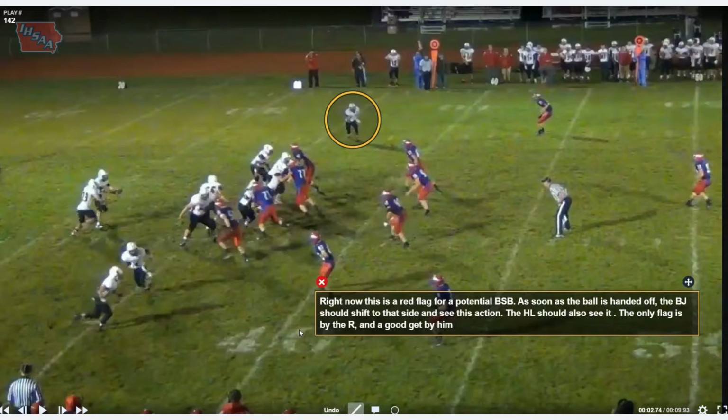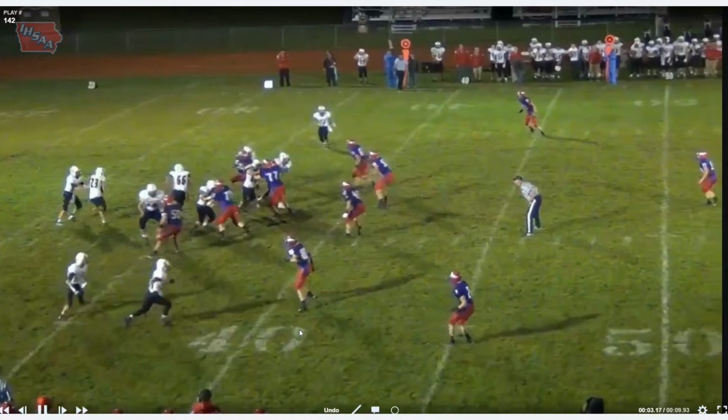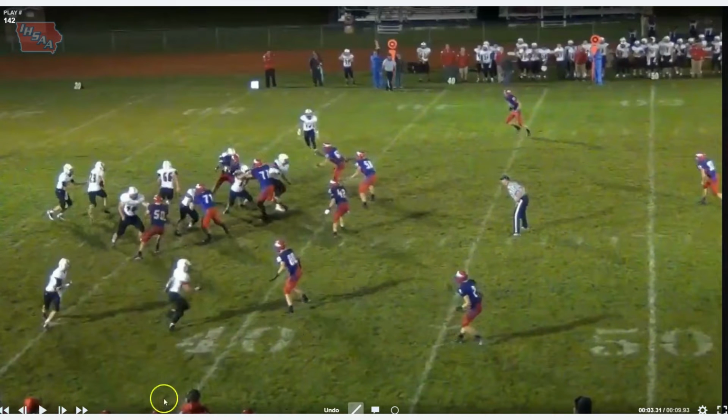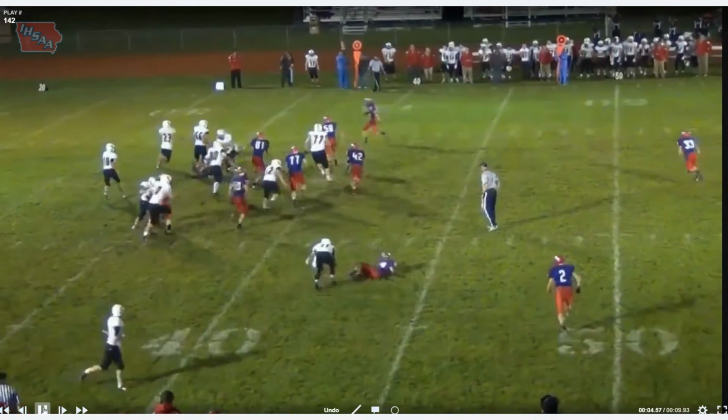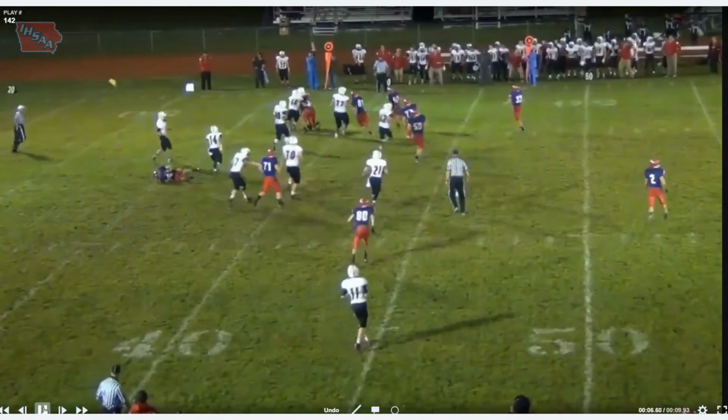So blindside block is the number one thing that you usually will have. They could have a block in the back, possibly. They could go low, but usually it's just a blindside block. So right now, this ball gets handed off, and the back judge, who was over here, should now be transitioning, and when he transitions, he should see this guy coming, and that's an easy call for the back judge.